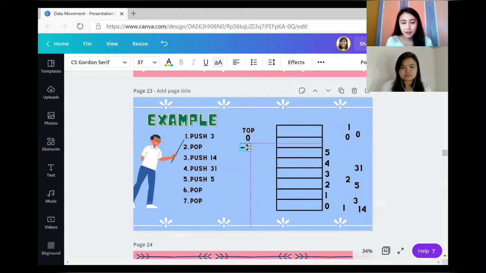And then, the next instruction is push 14. Kunin mo tong 14, place it here. And then, push 31. You place it here. And then, push 5. Oh, I'm sorry, I forgot to add the top. So, pag push mo ng 14, 0 yung nasa top. And then, pag push mo ng 31, 1 yung nasa top. And then, pag push mo ng 5, I'm sorry, that's not 5.